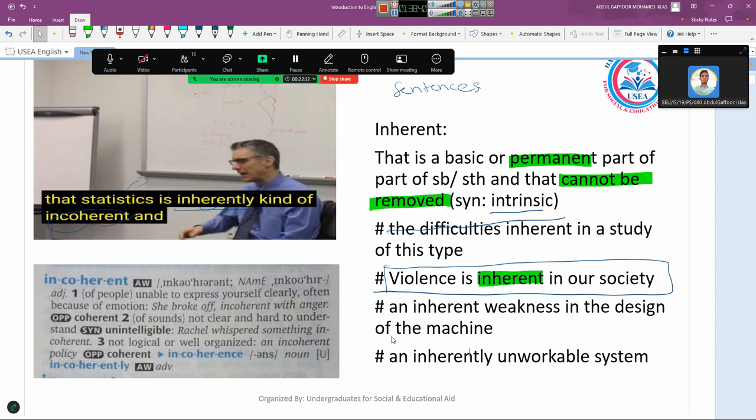An inherently unworkable system, which means, how can you explain this? Inherently means from the beginning this system is not working, right? And we cannot make it work at all. That is called an inherently unworkable system, right? Okay, now this is about inherent. Now we have studied another word, that is inherent, right?